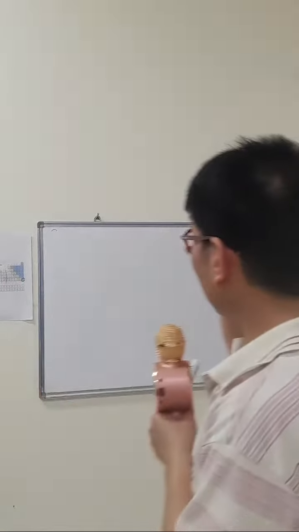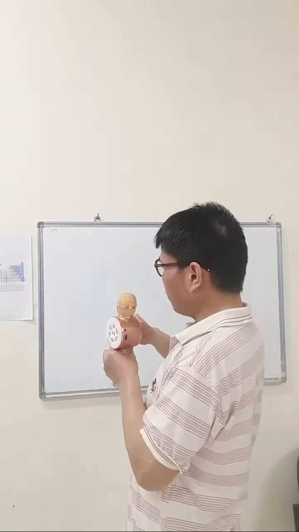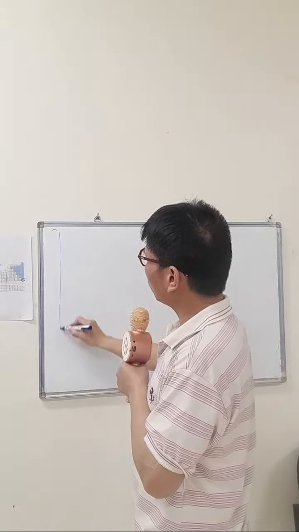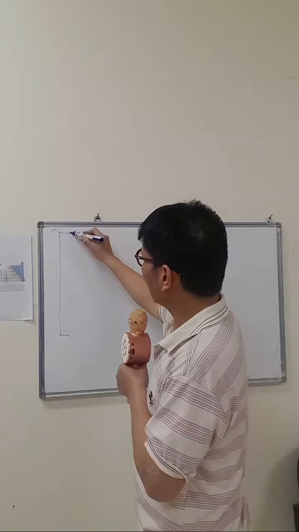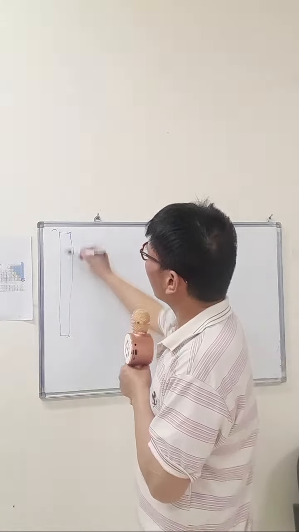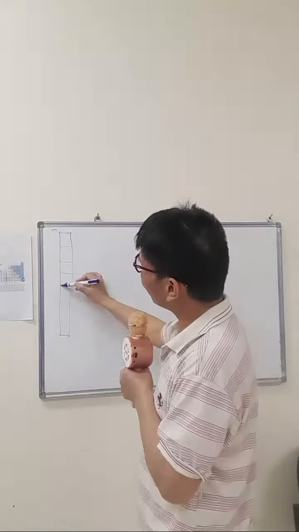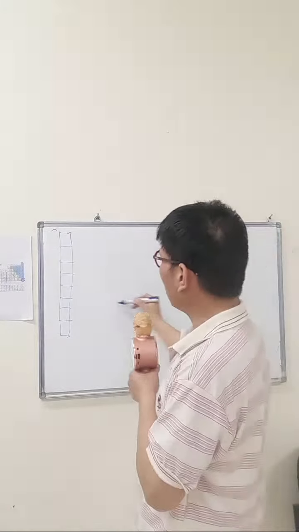Understanding of the periodic table. Okay, now we have here something like 14, like this, 14 rows, no, groups. Okay, let's say 1, 2, 3, 4, 5, 6, 7, 8.